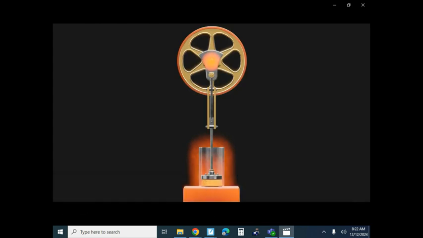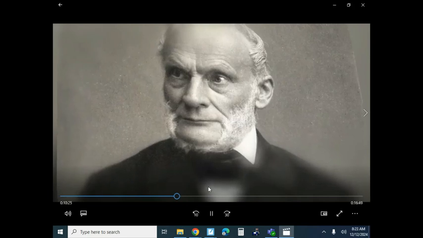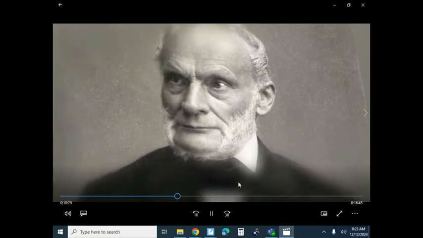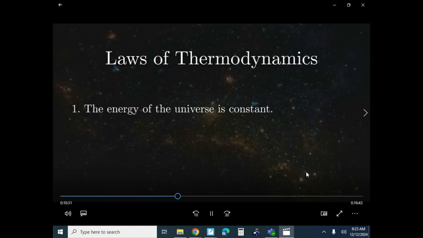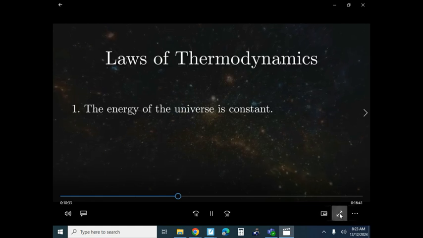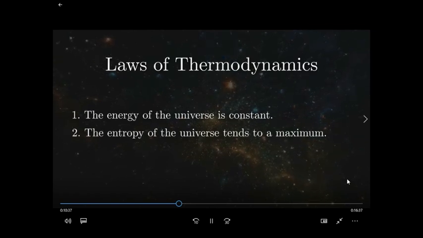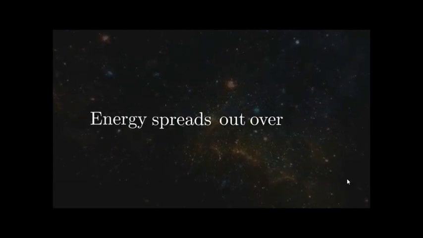Okay. In 1865, Clausius summarizes the first two laws of thermodynamics like this. First, the energy of the universe is constant. Second, the entropy of the universe tends to a maximum. In other words, energy spreads out over time.